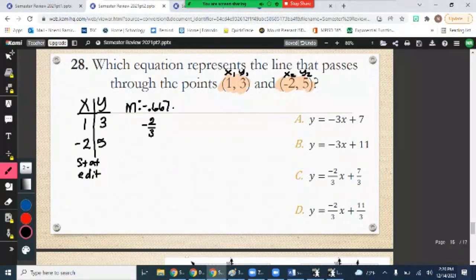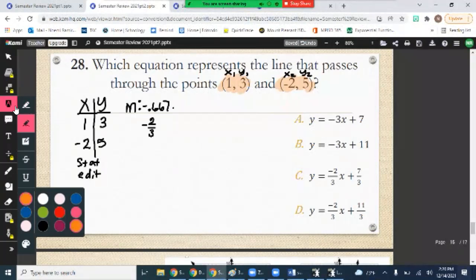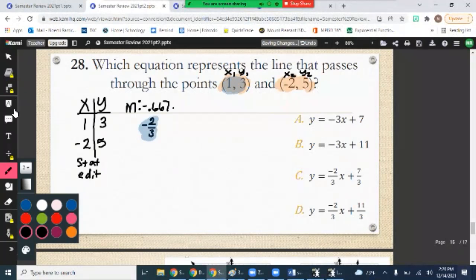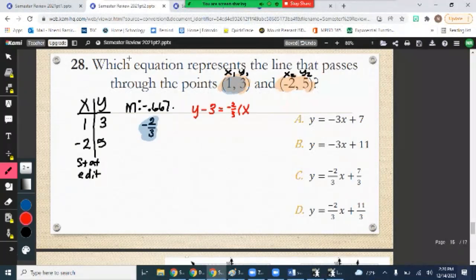-2/3. So I have a slope. I can use one of the points, any point. And now what can I do? Point slope form. So y minus the y value, which is 3, equals the slope times x minus the x value, which is 1.